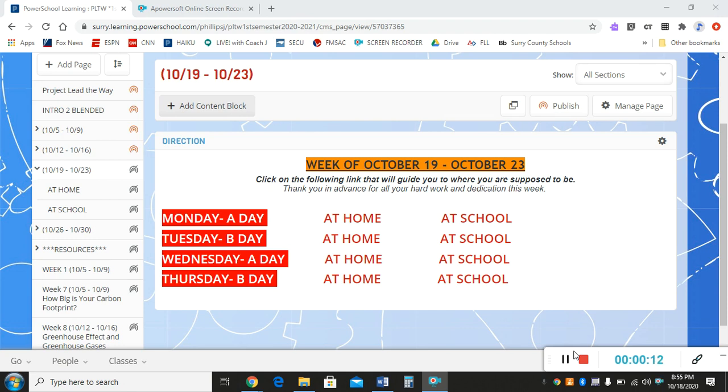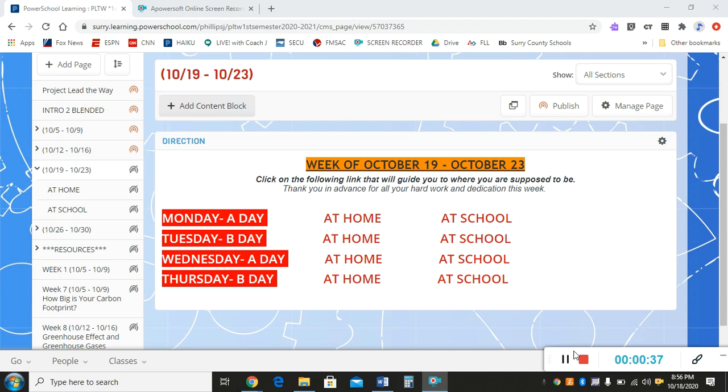This is just a reminder. The end of the grading period is Wednesday, October 21st. So all the grades that we have collected thus far, I am going to give you some time in class to make up some work. If you haven't completed all your work, just know that whenever I see you this week, that's what we're going to be doing.